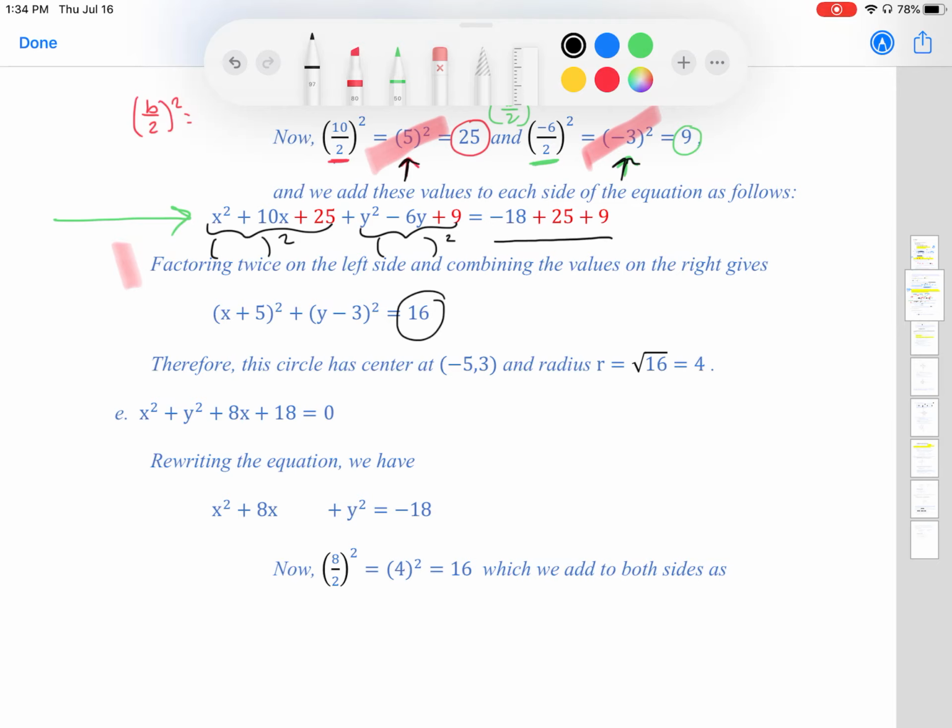All right, now I can easily pick out my center. It's negative 5 and positive 3, with a radius of 4.